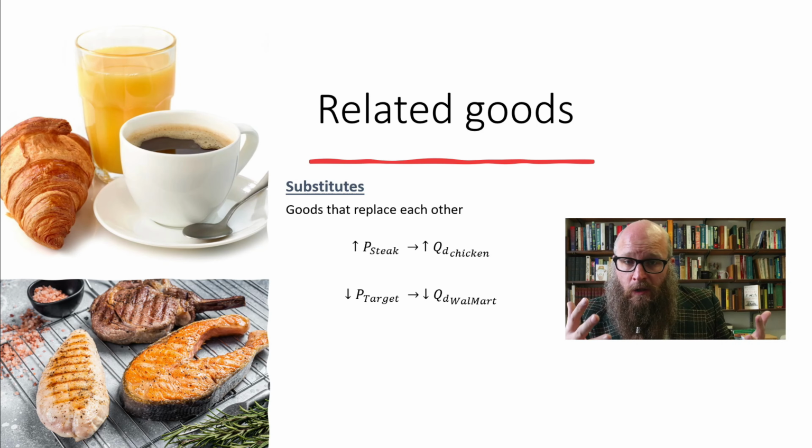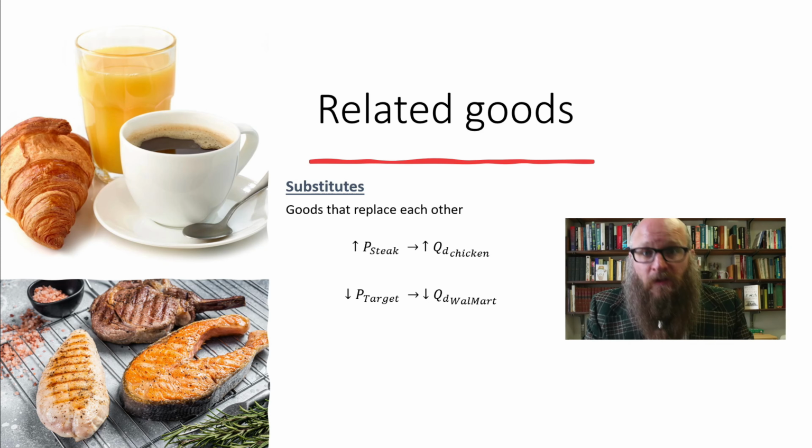And as we have already alluded, Target and Walmart are two substitutes. If the price of Target goes down, Walmart's demand will also come down. This is the competitive force in a market that keeps prices from going to the moon.